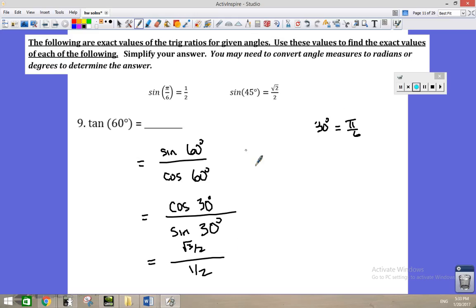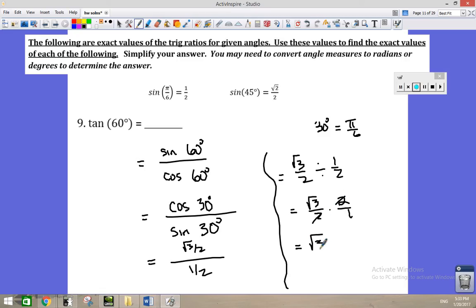You can simplify that. The 2's cancel, or if you don't recognize that, since it's a complex fraction, you're dividing by 1/2, but you can write division as multiplication by the reciprocal, and the 2 divided by 2 cancels, and we have an answer of the square root of 3.